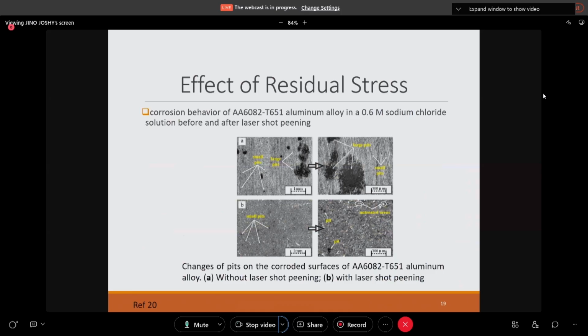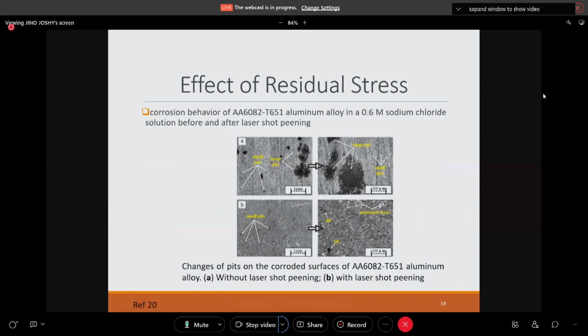Residual stress is actually a compressive stress acting on the material, and these studies were conducted on A6082 T651 aluminum alloy. The medium they used was 0.6 M sodium chloride, and they did these corrosion studies on samples with laser shot peening and without laser shot peening. They found that in the sample with laser shot peening the pit size was very small, whereas the as-received sample had a high pit size.